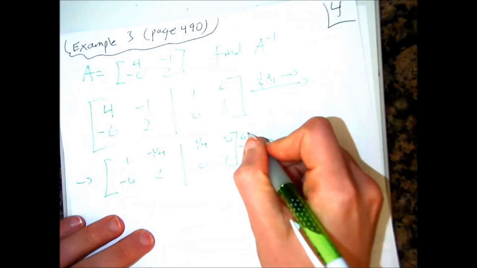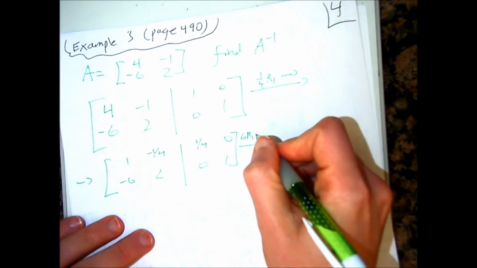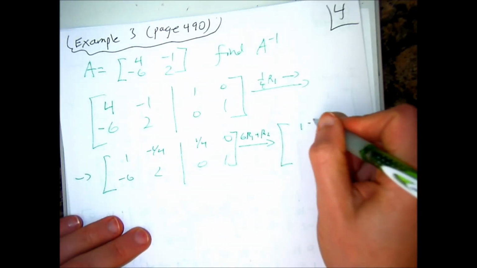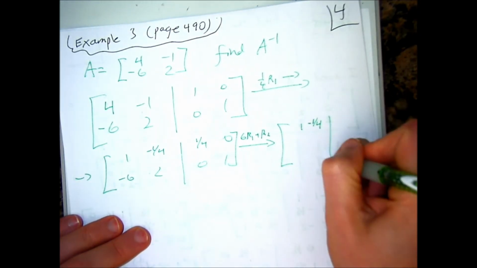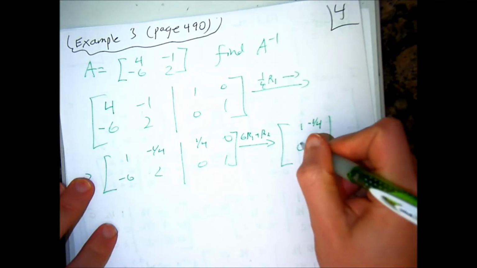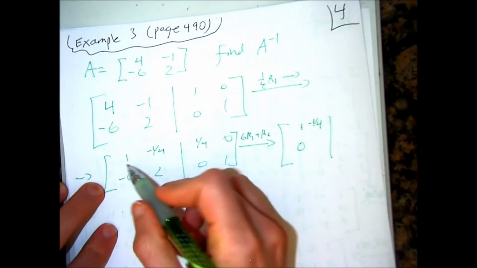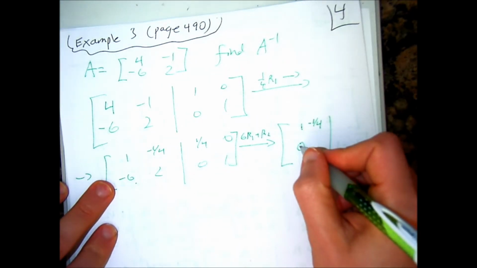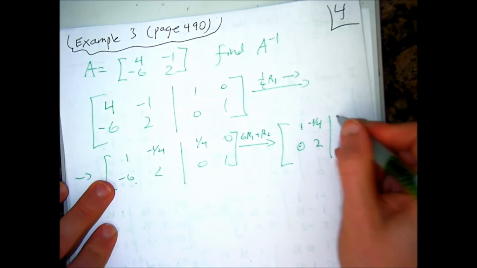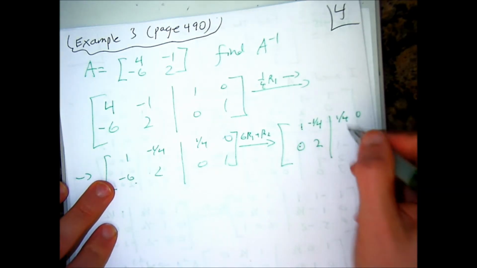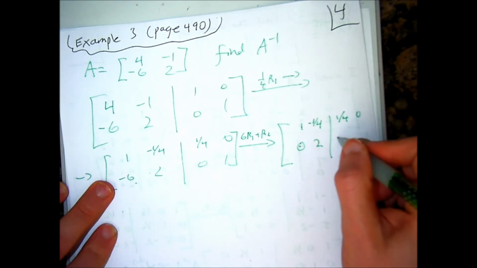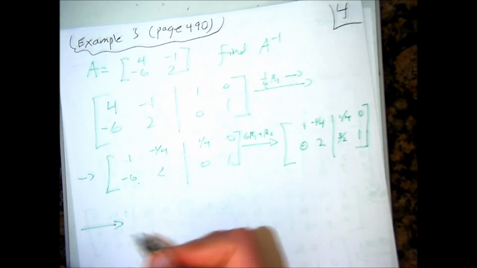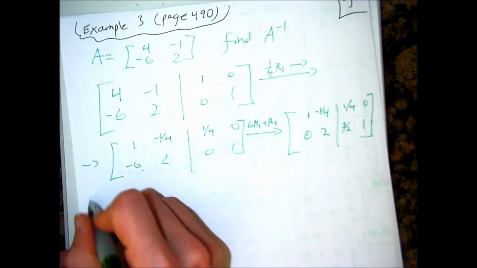Let's multiply this first row by 6 and add it to the second row. First row we don't change, but in the second row this goes away, because 6 times 1 plus -6 is going to give me 0. And then this ends up being 2. So we end up with 1/4, 0, 3 halves, and 1.